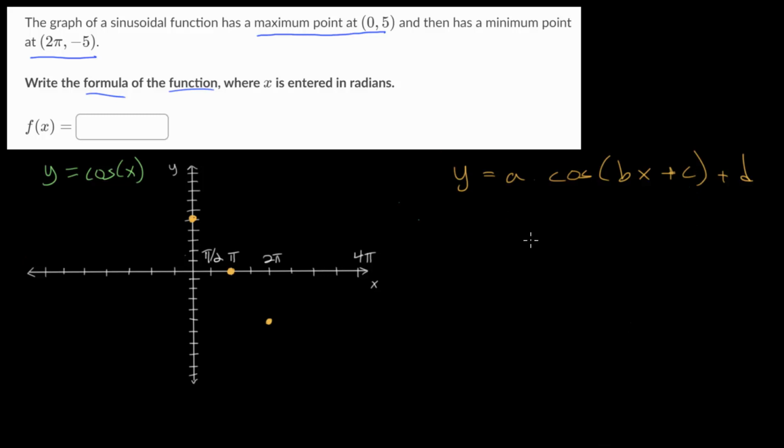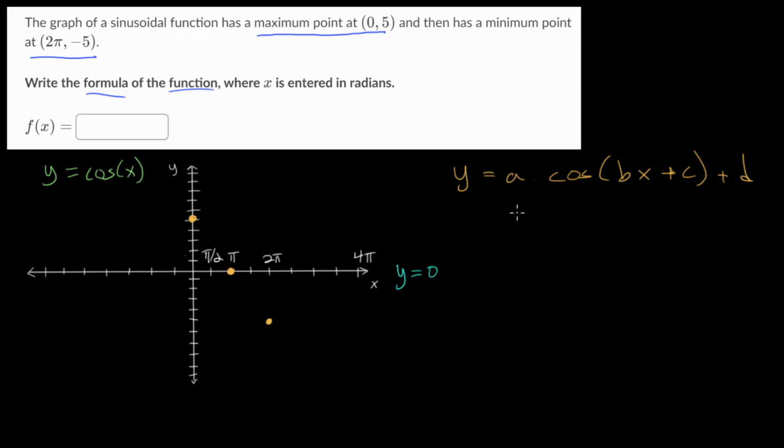Now at this point, we can look at our general sinusoidal equation and try to figure out what a, b, c, and d are. Since a deals with the amplitude of the function, we can see that the amplitude, the distance from the midline, which by the way is just y is equal to 0, since this point right here intersects the midline. The amplitude is just the distance from that midline to either a maximum point or to a minimum point. But in both cases, a is equal to 5, or the amplitude is equal to 5.